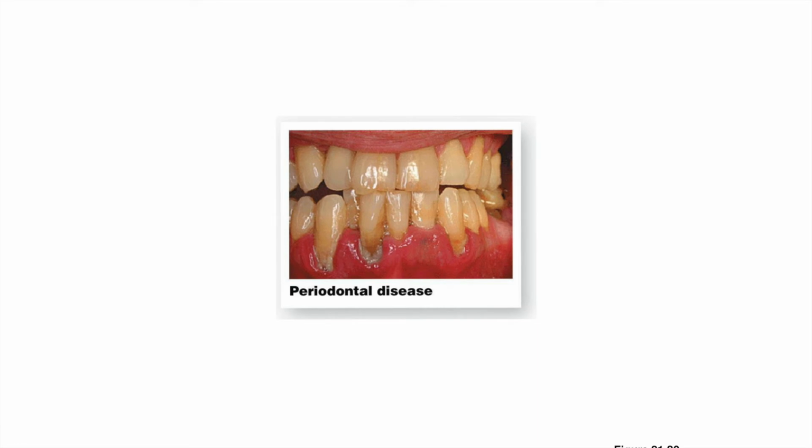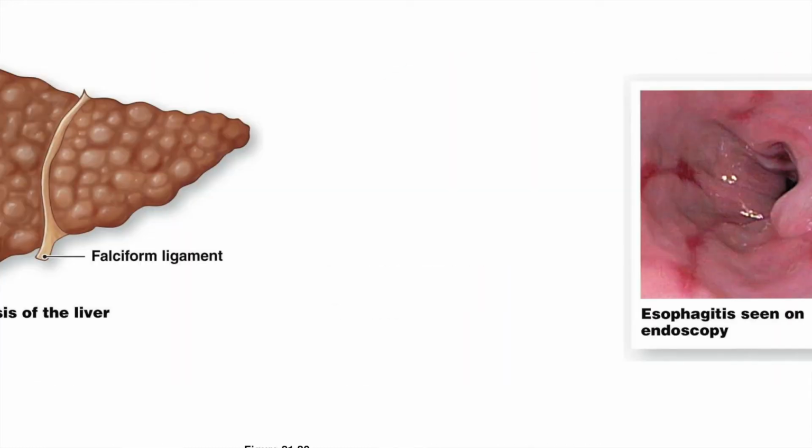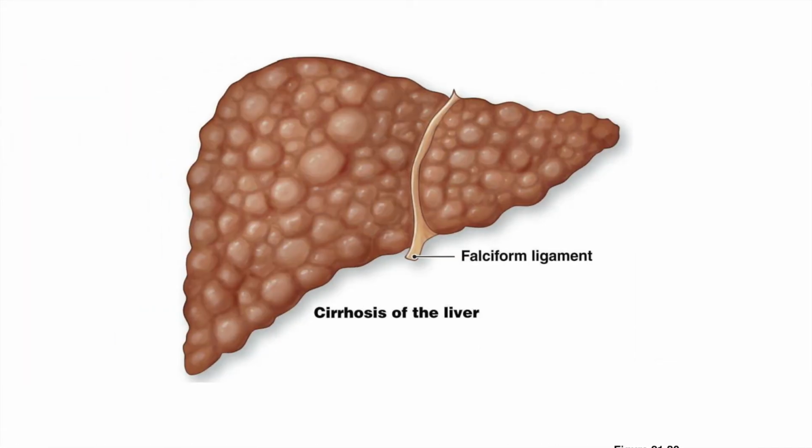Then last, we're going to talk about some digestive disorders. This is periodontal disease. It's a bacterial infection that will break down the gums and lead to tooth decay. This is someone with mumps. Mumps can infect your salivary glands and make them not work right. Esophagitis is inflammation of the esophagus, and one of the main symptoms of that is heartburn. Hepatitis is an inflammation of the liver.